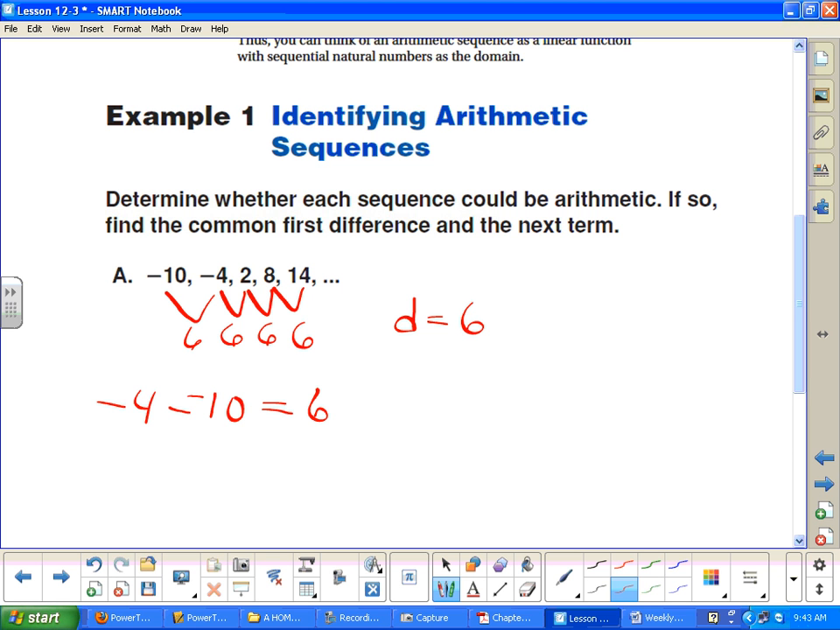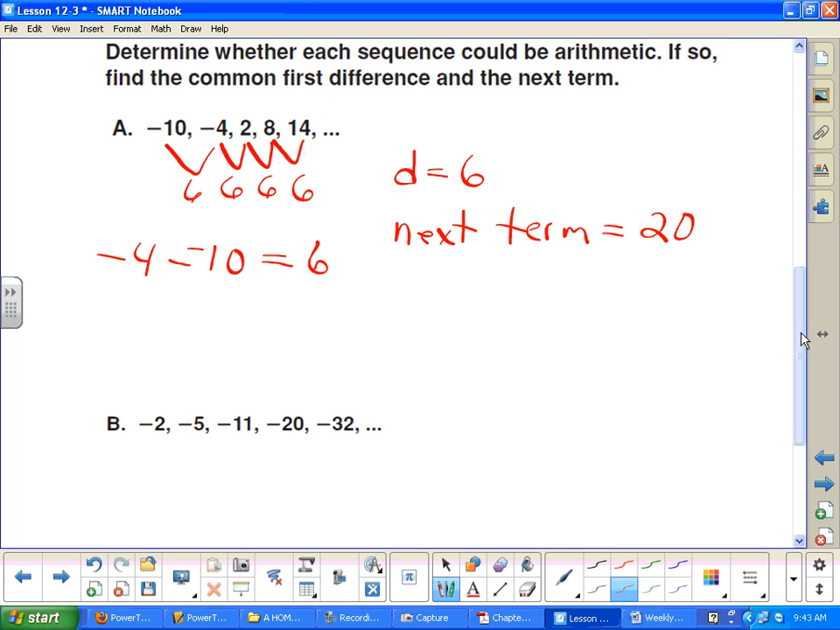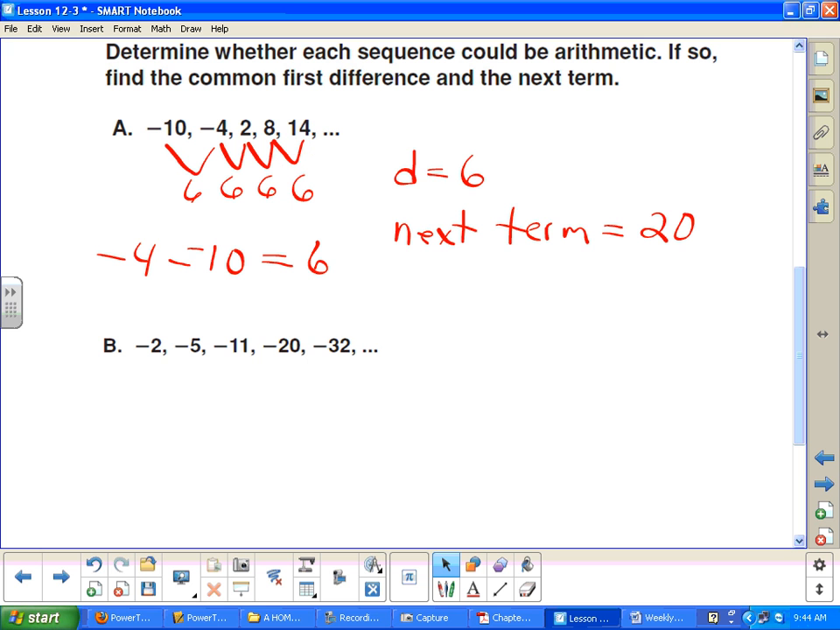So then the next term would be 14 plus 6, or 20. Okay. So all we need to do is the first difference, see if they're the same. If they are, that number is the common difference, D, and then you just need to find the next term. That's pretty easy, right? Okay.